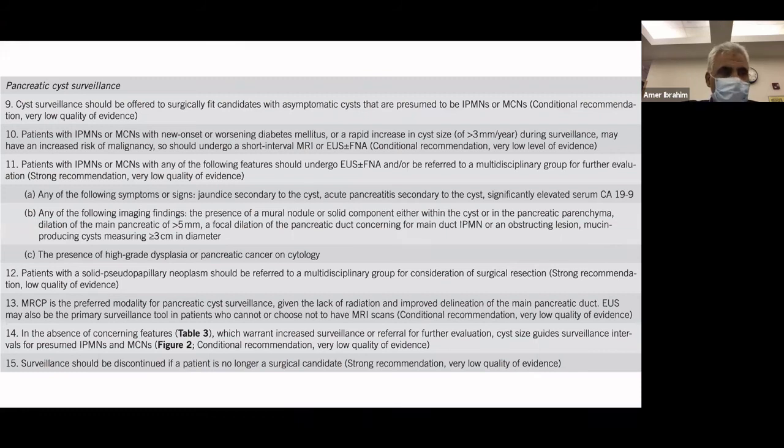But definitely, if you have EUS, you should use EUS. Why? Because MRI sensitivity to pick up a nodule is much less than EUS. EUS is more accurate in picking up a nodule which is less than 5 millimeters. CT scan and MRI can miss 50% of nodules less than 5 millimeters.